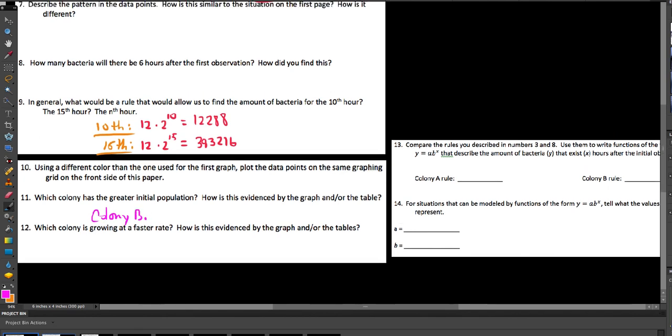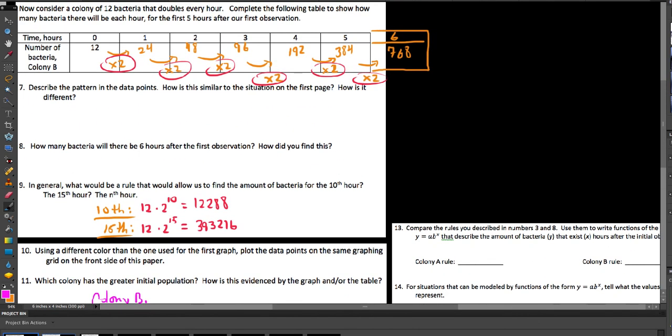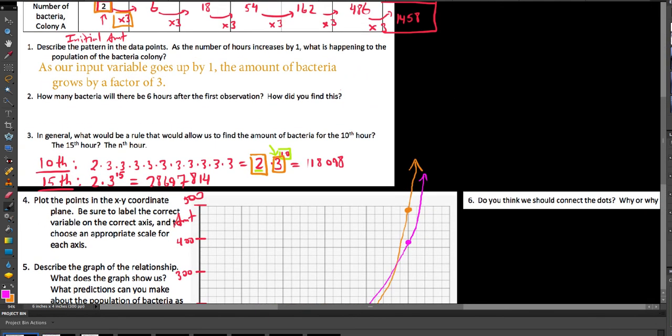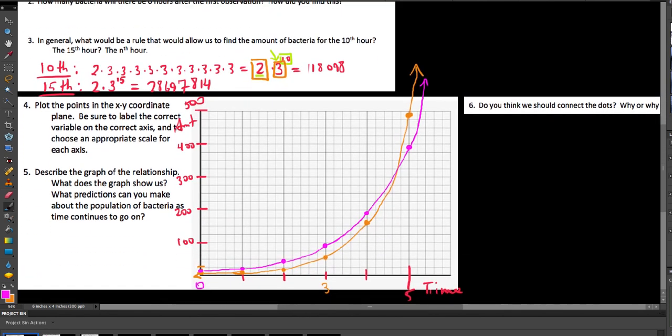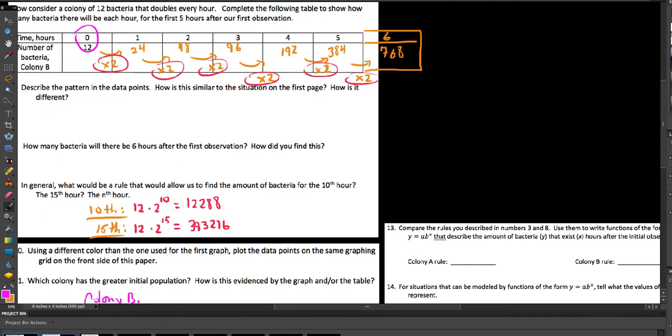And how is this evidenced by the table or the graph? Well, looking at the table, it's pretty evident that at time 0 it had 6 times as many bacteria. But as far as the graph goes, it's evidenced by the fact that the second graph had a higher y-intercept than the first graph here. So our initial amount graphically is always kind of related to our y-intercept here.